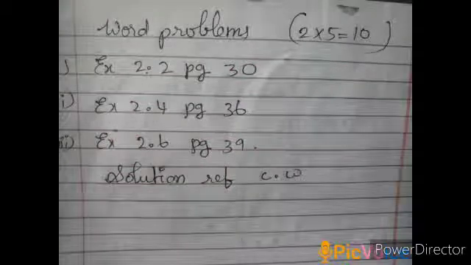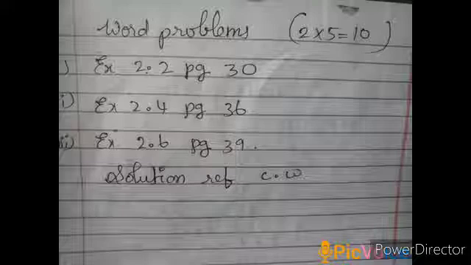Last Roman letter revision is a word problem. Solve. We have 2 sums. 2 5s are 10 marks. Exercise 2.2 in page number 30. Exercise 2.4 in page number 36. Exercise 2.6 in page number 39. So we have to solve the word problems.